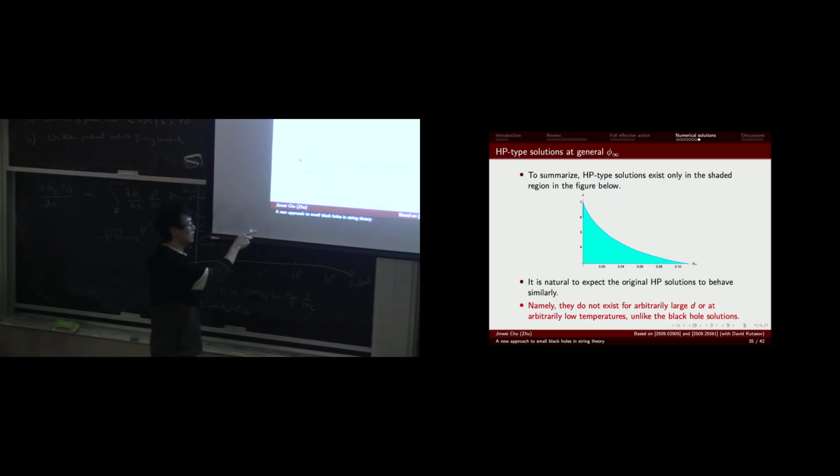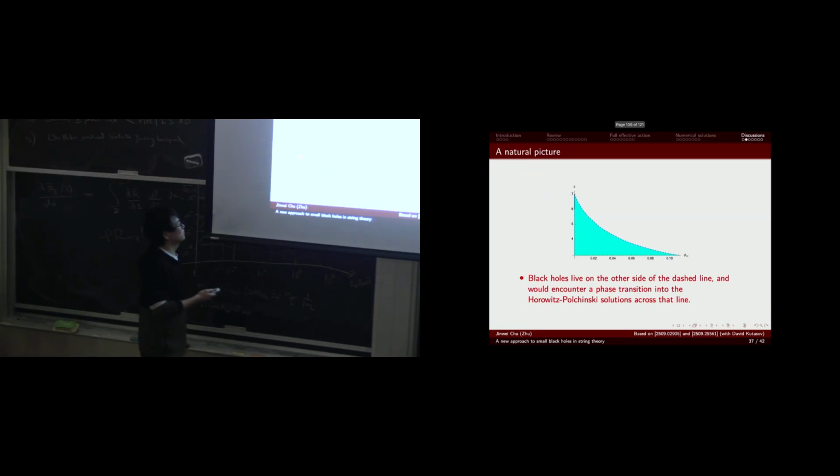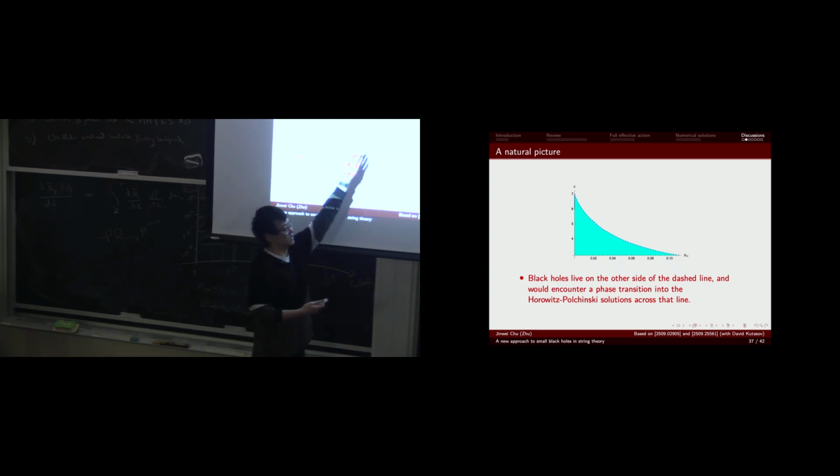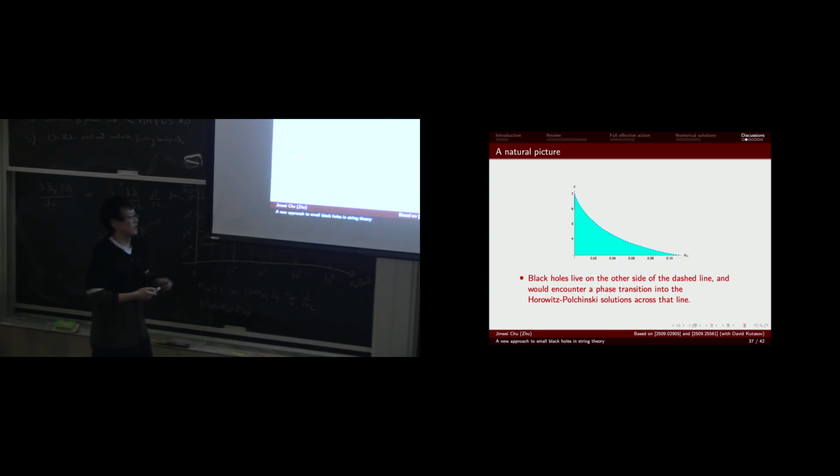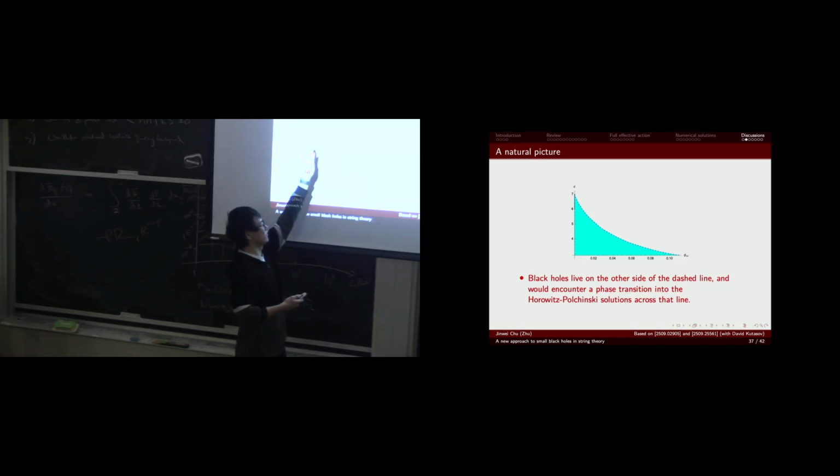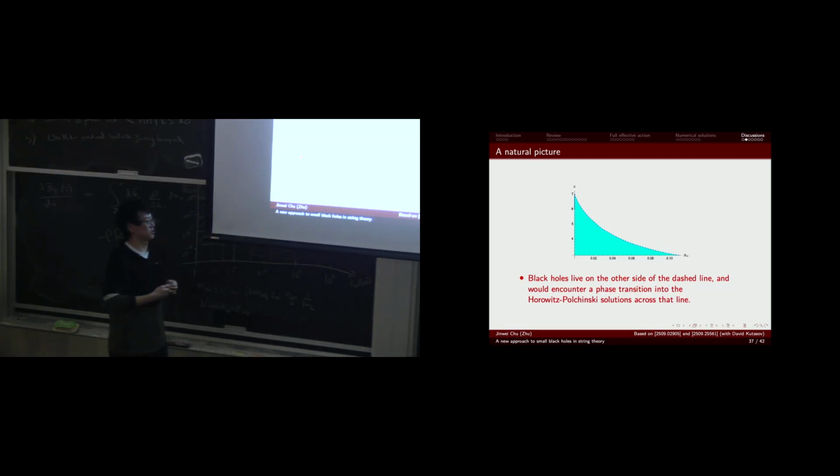So now we are at a very, I guess, negative point. This somehow means that the Horowitz-Polchinski seems not related to the black hole, but we actually don't think so. I think it actually presents a natural picture where the black hole lives on the other side of this dashed line, and when it crosses the dashed line, it can encounter some phase transition into the Horowitz-Polchinski solutions. In other words, the black hole solutions and the Horowitz-Polchinski solution kind of complement each other in different regions.